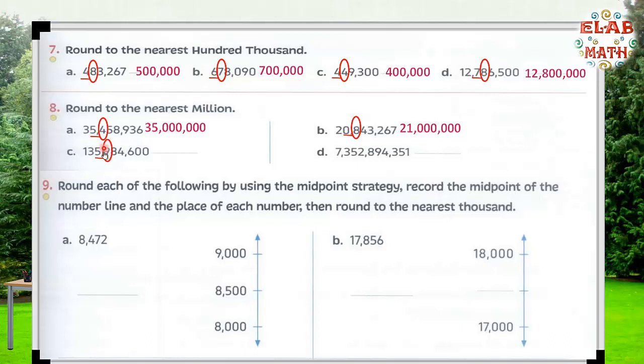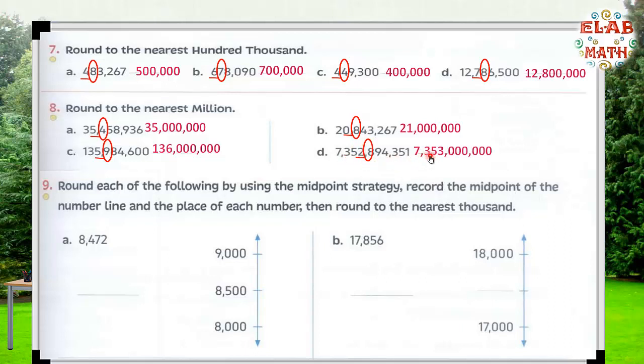9 is more than 5, so you should add 1 to 5 to be 6. 136 million. And the next one, the last one in this question, we have here in the ten millions place 2, and here we have 8. 8 is more than 5, that means you should add 1 to 2 to be 7 million.